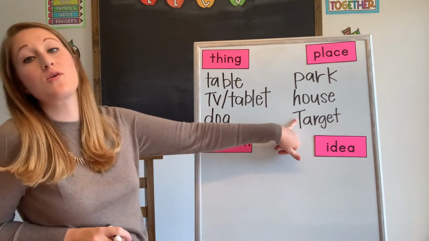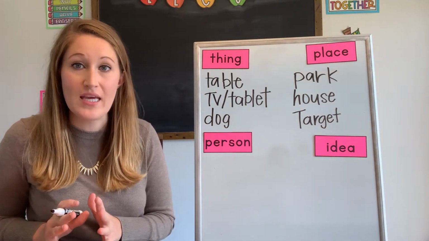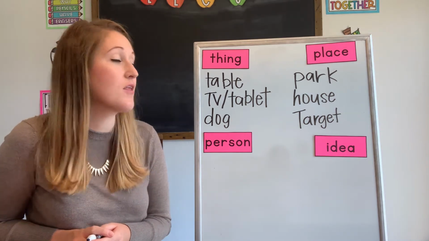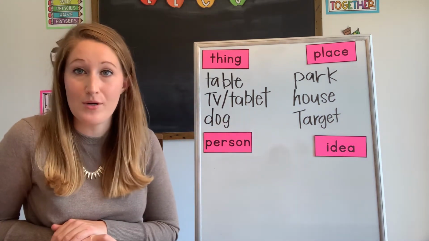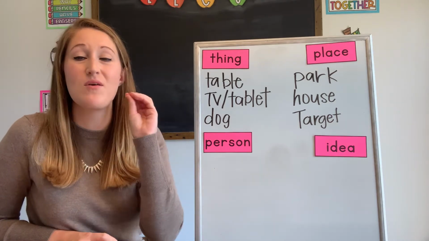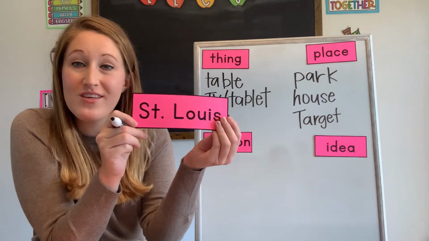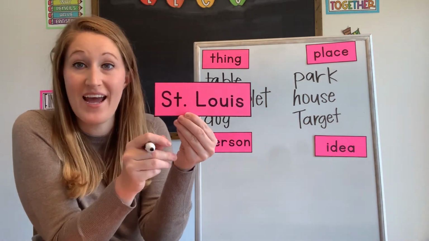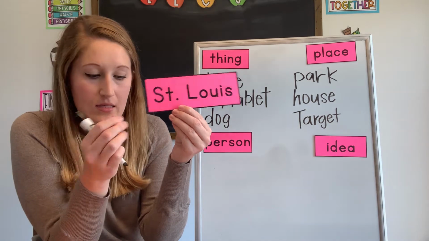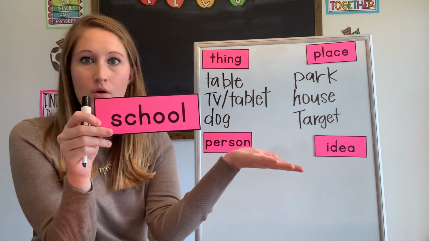It has a capital letter at the front. Now, Target is a specific place. So when we talk about nouns, we call that a proper noun. A proper noun means that it's the name of a specific place. So like when we talked about St. Louis earlier, this is a proper noun. It's a specific place. Now, school, there's schools all over the place.